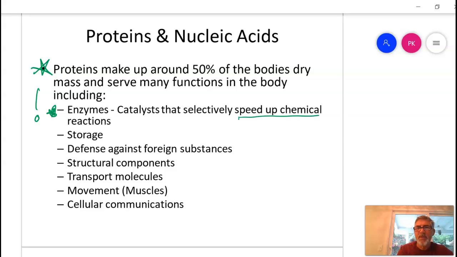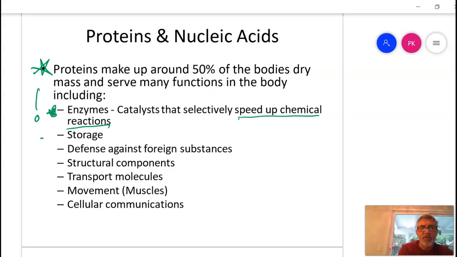So enzymes speed up chemical reactions, right? So enzymes speed up chemical reactions. So nothing would happen in your body without enzymes. So when we talk about dehydration synthesis, making molecules, right? Dehydration synthesis is not possible without enzymes. Hydrolysis takes them apart. Hydrolysis is not possible without enzymes. So I'll talk about enzymes the whole day.